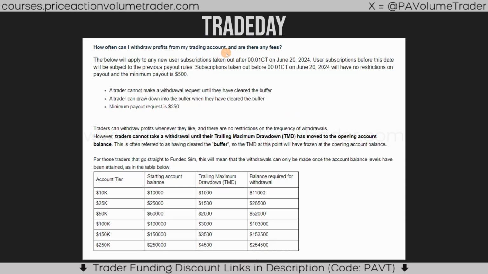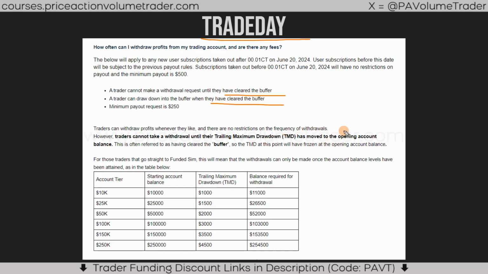How often can I withdraw profits? Okay, so you can request profits daily. You cannot make a withdrawal until you have cleared the buffer. A trader can draw down into the buffer once they have cleared it. Minimum payout $250. So you can withdraw profits whenever you like. There's no restriction on the frequency of withdrawals for TradeDay. However, you cannot take a withdrawal until your trailing maximum drawdown has moved to the original account balance, okay?